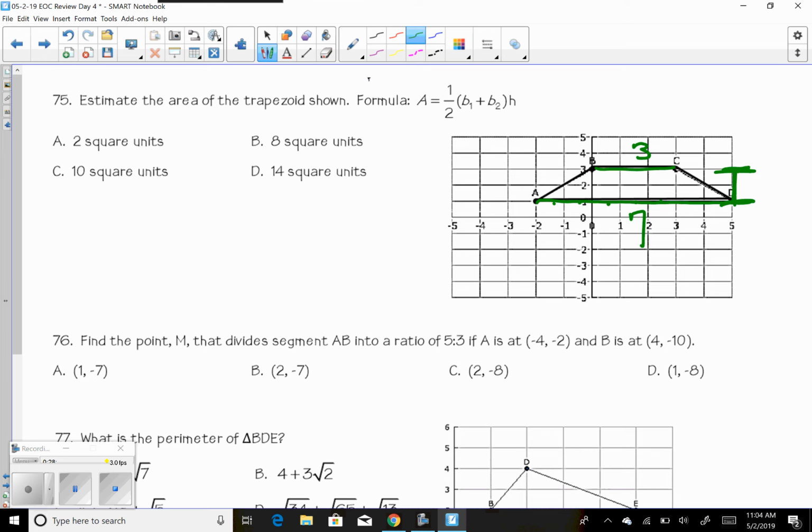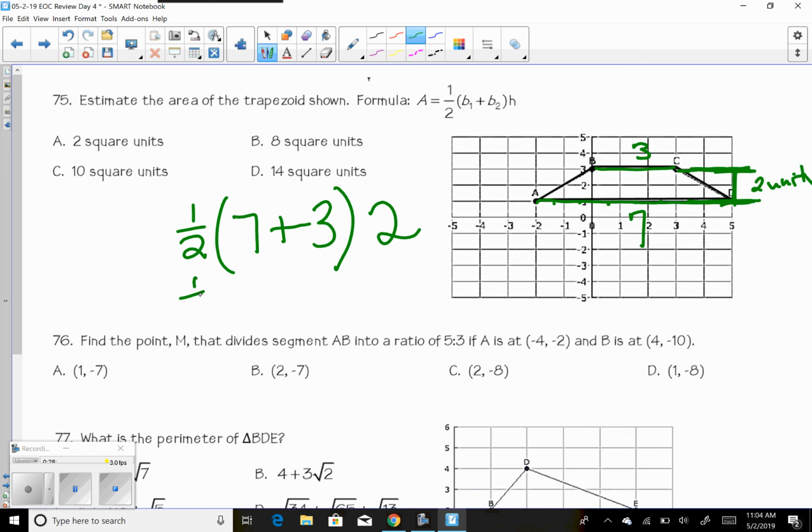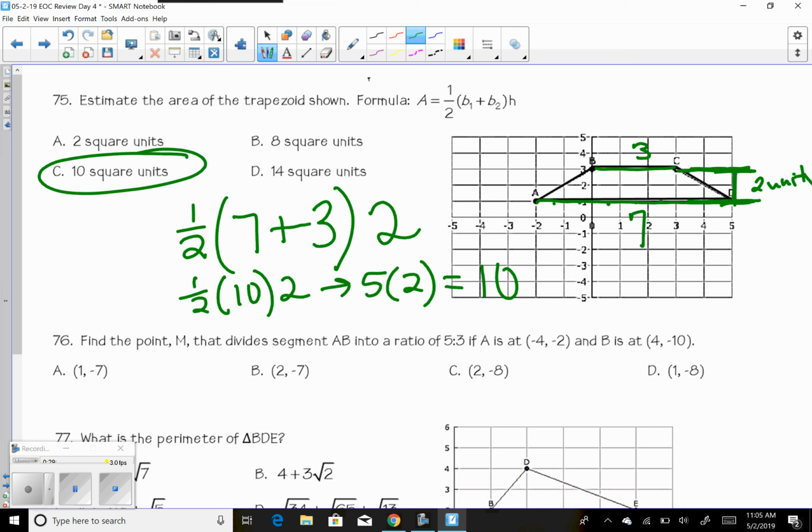So then how tall is this trapezoid? Okay, how many units tall is this? So that is 2 units tall, right? So we plug in 1/2 times base 1. Well, that was 7, plus base 2, which was 3, times the height of the trapezoid, which was 2. All right, parentheses first. So 1/2 times 10 times 2. Okay, so 1/2 of 10, that's 5, and 5 times 2 is 10. So we're looking at 10 square units.